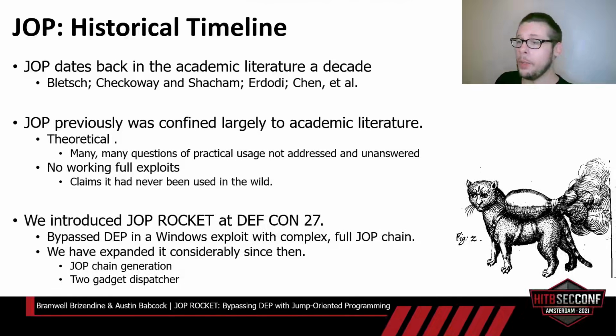So we introduced the Jop Rocket at DEF CON 27. We did a full Jop exploit to bypass DEP. But since then, we've expanded it tremendously, introducing automation and also the two gadget dispatcher, which you'll hear more about shortly.